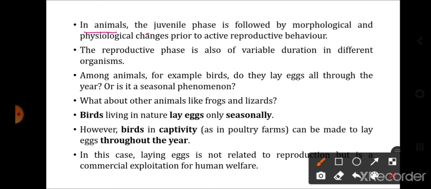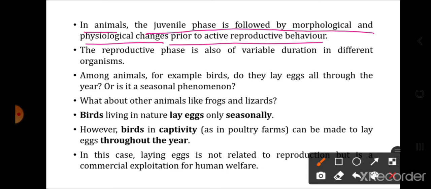Now when we talk about the juvenile phase and reproductive phase in animals, how can we distinguish them? In animals, the juvenile phase is followed by morphological and physiological changes prior to active reproductive behavior. When we talk about the transition from the juvenile phase to the reproductive phase in animals, we see certain morphological and physiological changes. Consider yourself. From the period of growth to puberty, many changes have taken place in your body. Due to hormonal secretion, sexual hormone secretion, there are certain changes in the secondary sexual characters. Secondary sexual characters are formed.